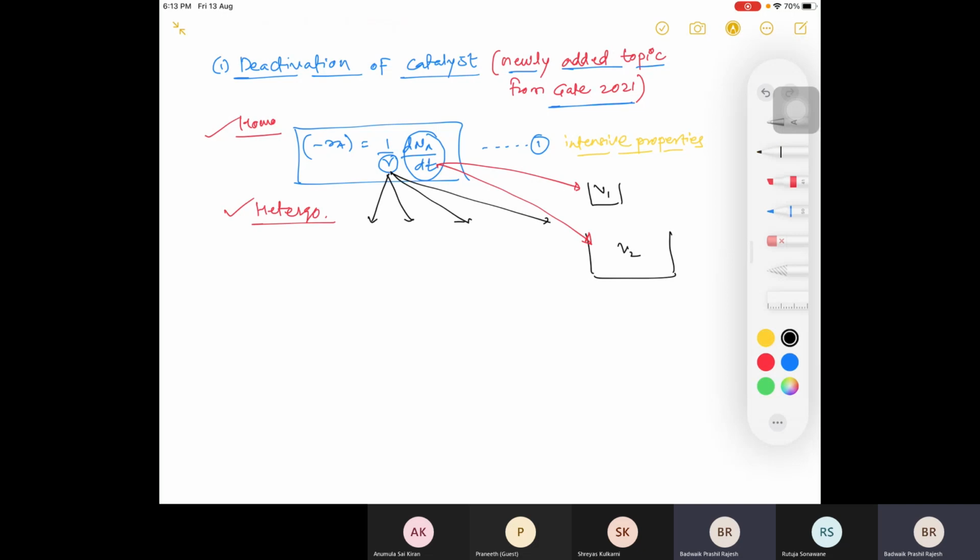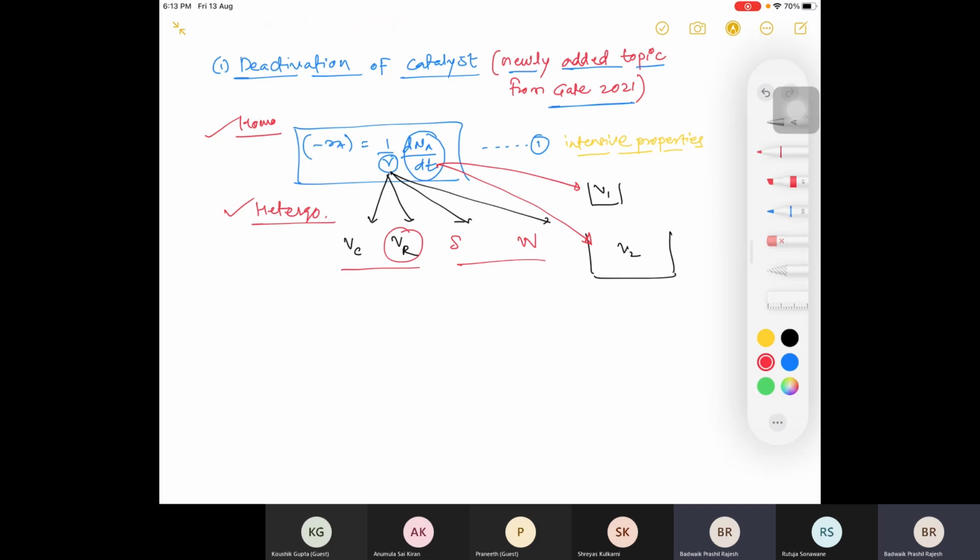In case of heterogeneous CRE, instead of this volume of reactor, we can write volume of catalyst. Then we can write surface area of catalyst. Then what were the terms? Do you have any idea? Surface area, volume, weight, and volume of reactor. So these four were there.